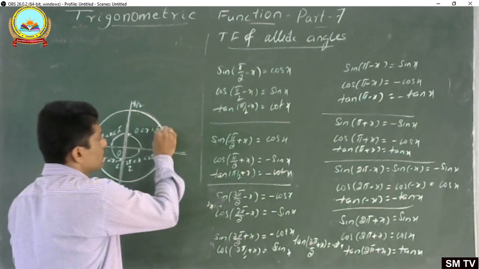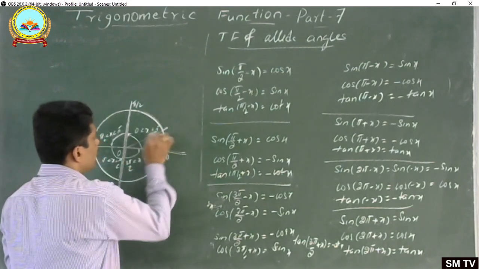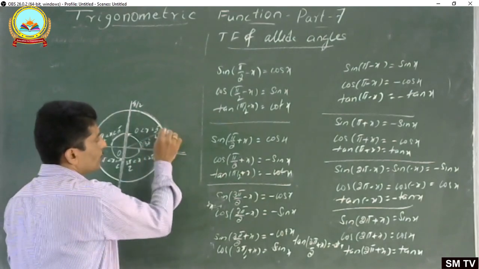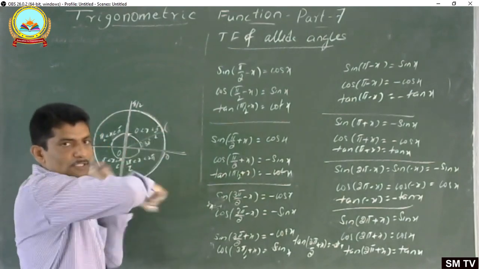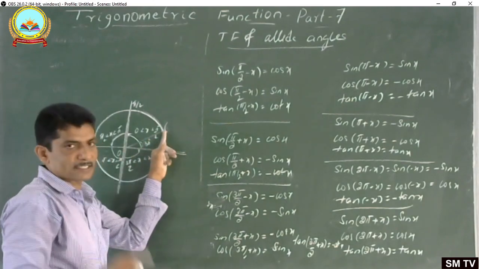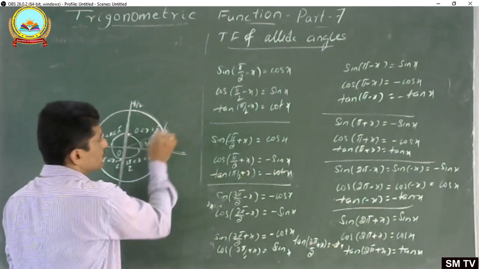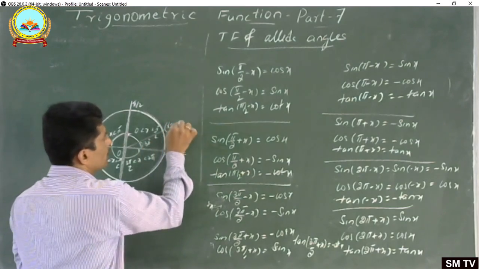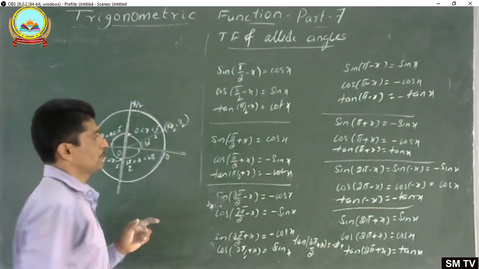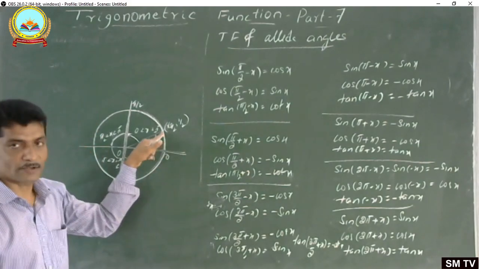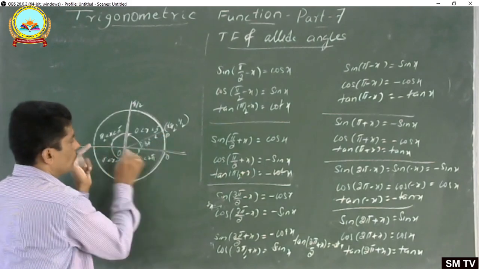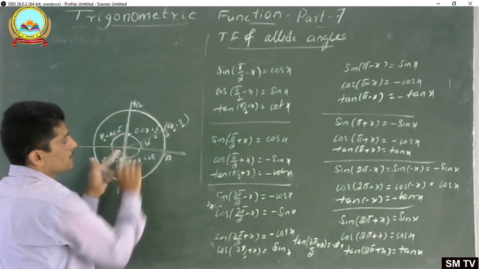For example, take at this point the angle equal to pi by 6, that is 30 degrees. What is the coordinate? Any point on the unit circle is cos x comma sin x. Its value is cos 30, which means root 3 by 2, and sin 30 means 1 by 2. This is the coordinate of this point. Suppose this angle AOP is equal to 30 degrees.